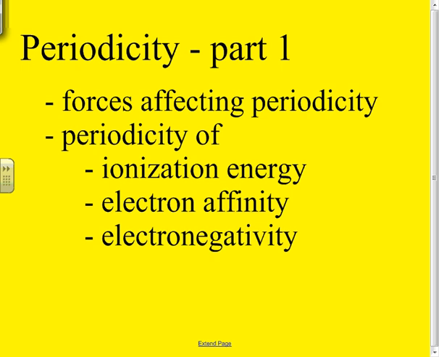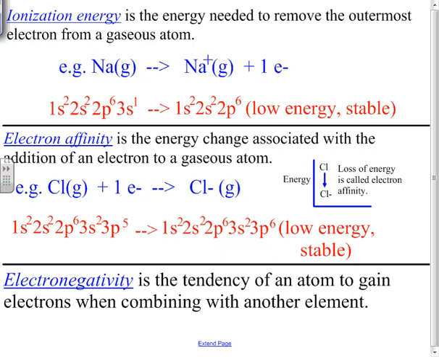In this video, Periodicity Part 1, we're going to cover the forces that affect periodicity and the periodicity of ionization energy, electron affinity, and electronegativity. First, definitions. Ionization energy is the energy needed to remove the outermost electron from a gaseous atom.